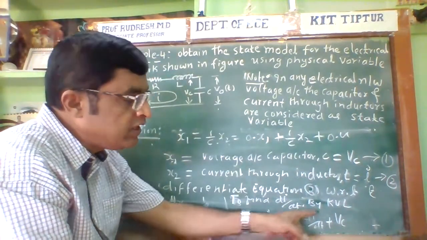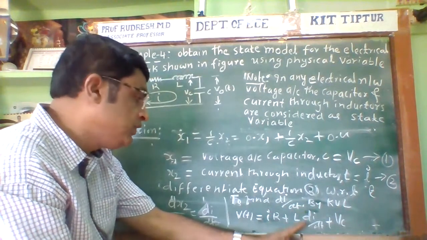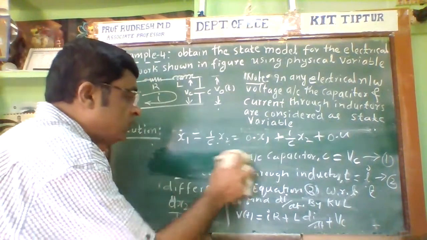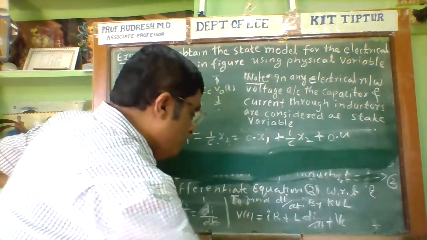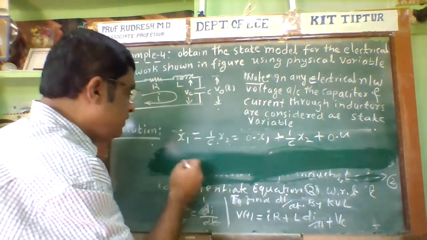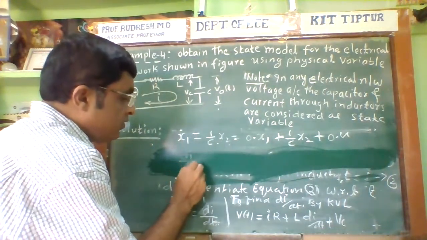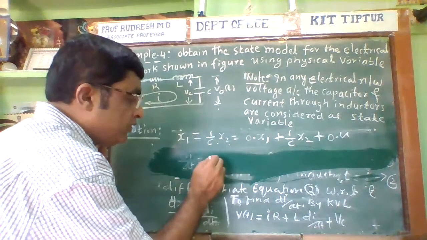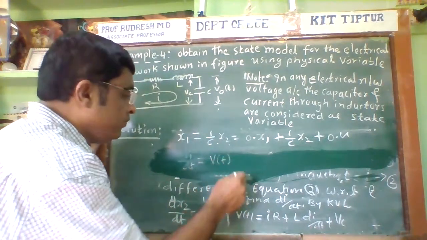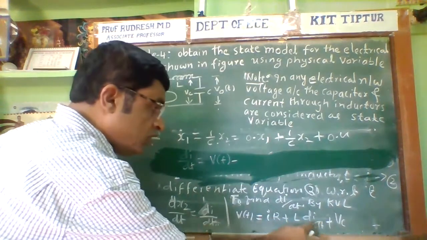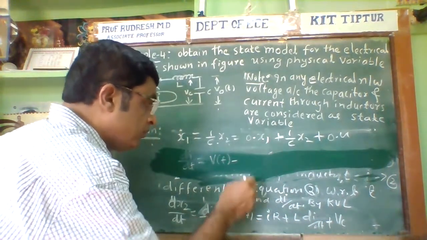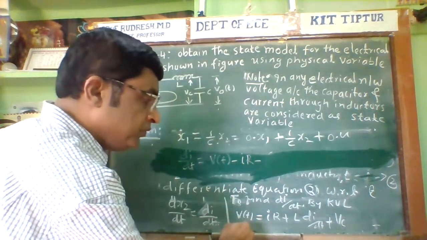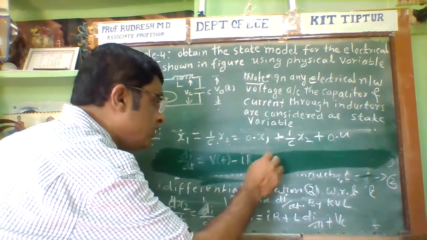Now here there is di by dt, and we need to calculate what di by dt is. If I take the other quantities to the right hand side, di by dt is equal to V of t as it is, minus I into R, minus Vc.